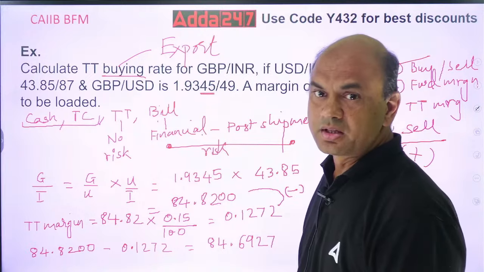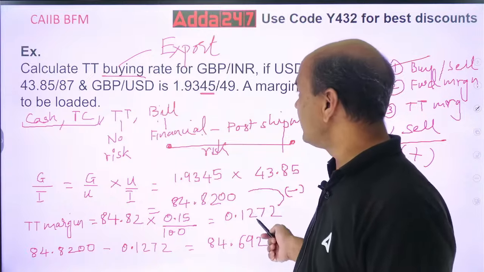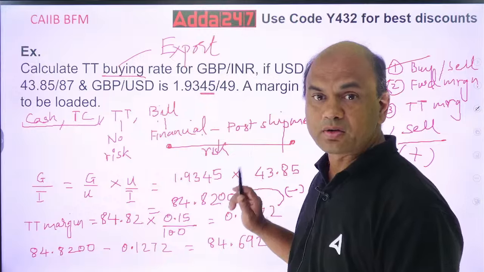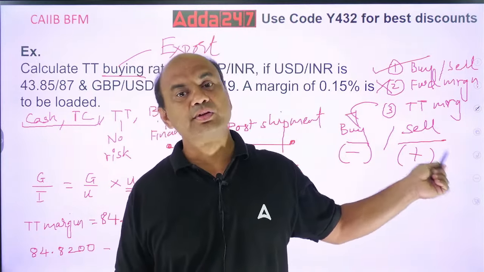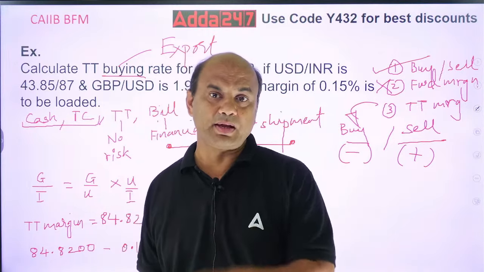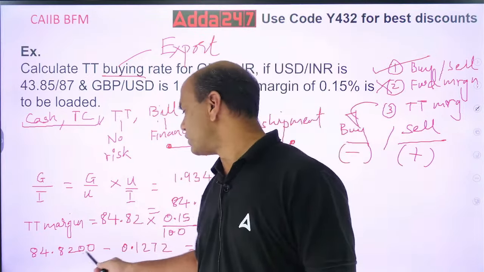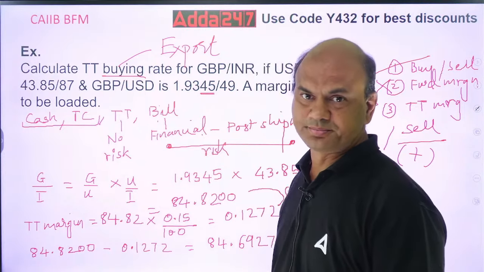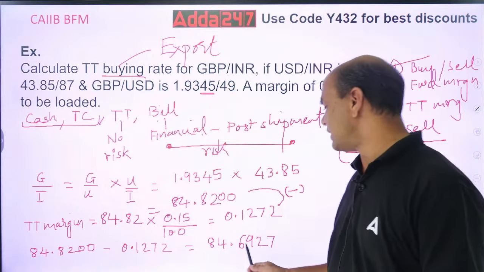Now this is your TT margin in rupees. But what will you do with this? Will you add or subtract? I told you earlier, whenever you are buying, you will subtract. Whenever you are selling, you will add. So here I am doing buying, so I'll subtract. 84.8200 minus 0.1272, so the answer becomes 84.6927.